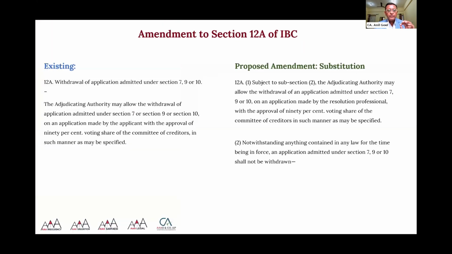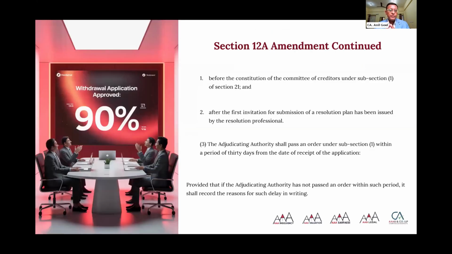The withdrawal of the application: now the adjudicating authority may allow withdrawal of the application. It cannot be withdrawn before the constitution of the committee. See, in most of the cases, the NCLAT will pass an order that the committee will not be constituted, and that order may even go on for about 2 years. So that is the delay which is now avoided by this amendment. Very, very important amendment.